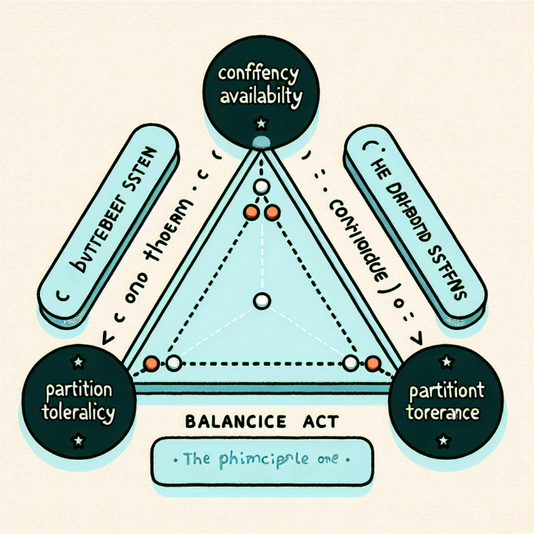According to the CAP theorem, it's impossible to guarantee all three aspects simultaneously in a distributed system. It forces designers to choose between consistency and availability when faced with a network partition. This means that during a partition, you have to decide whether to prioritize strong consistency or high availability.